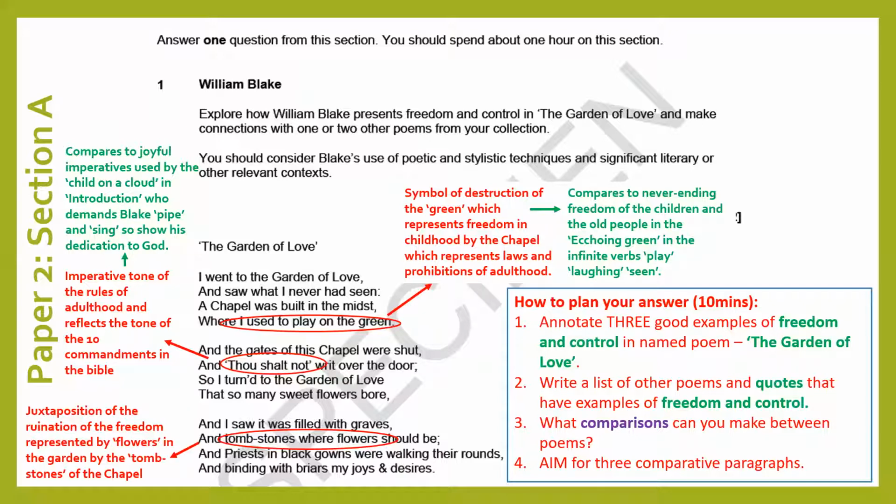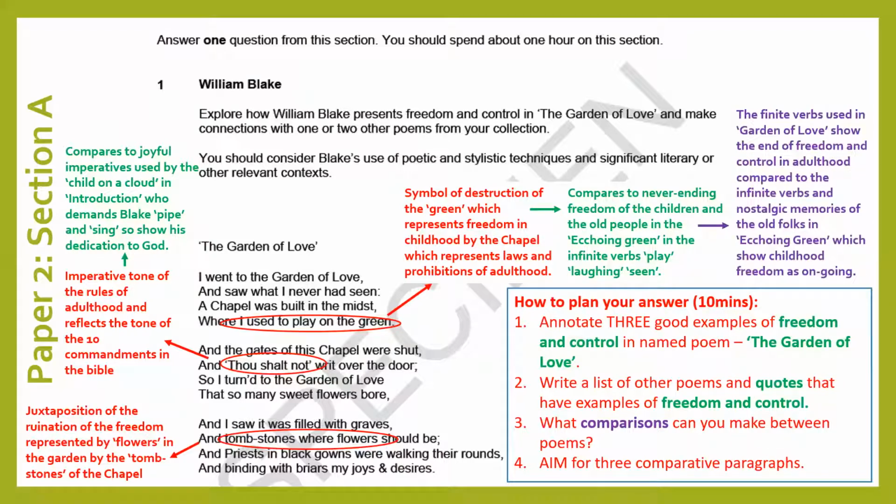The final thing you'll need to do is show what comparison you're making. So if we're going to compare The Echoing Green and The Garden of Love for that first quote, I would say something like, the finite verbs used in The Garden of Love show the end of freedom and control in adulthood compared to the infinite verbs and nostalgic memories of the old folks in The Echoing Green, which show childhood and freedom as ongoing. So we're looking here at how the verbs are used, so what types of verbs are used and how they're used as a comparative.